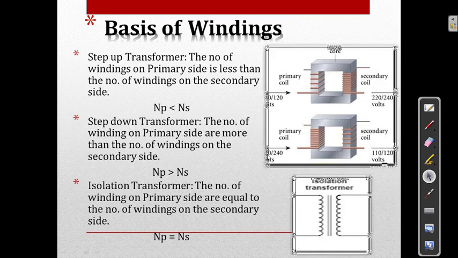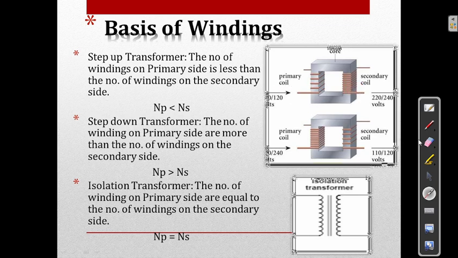Then you can see what is a step up transformer, step down transformer, and isolation transformer. You will see the diagram here. This is the primary coil and this winding is called the primary winding, and this is the secondary coil and this winding is the secondary winding.